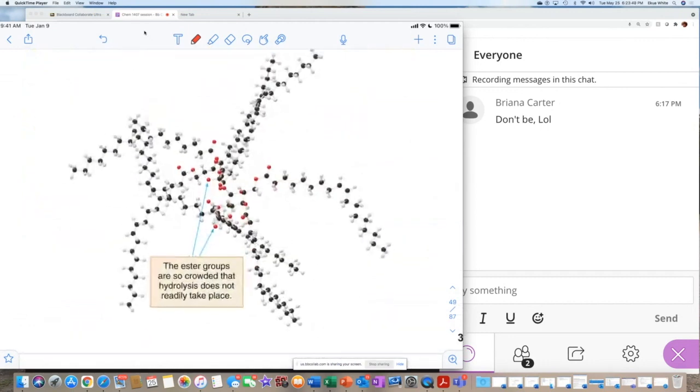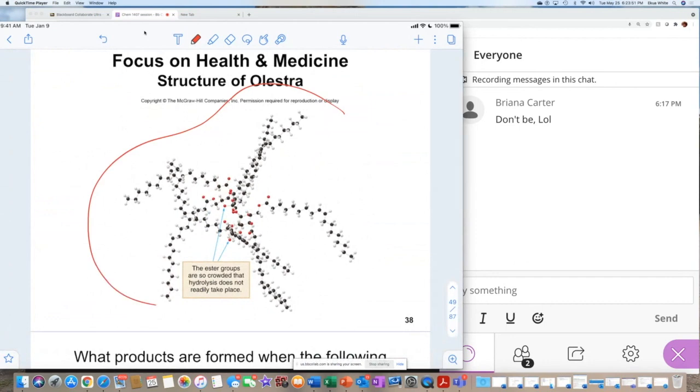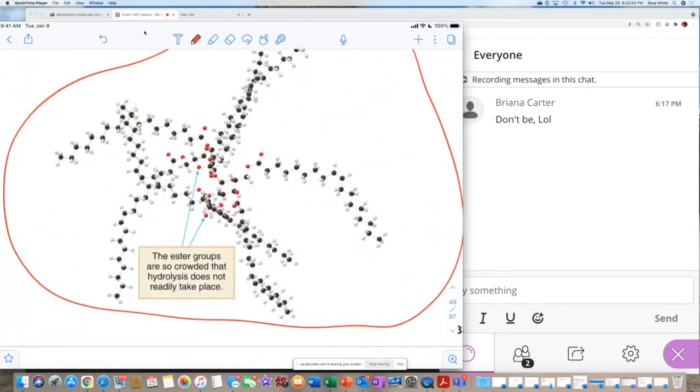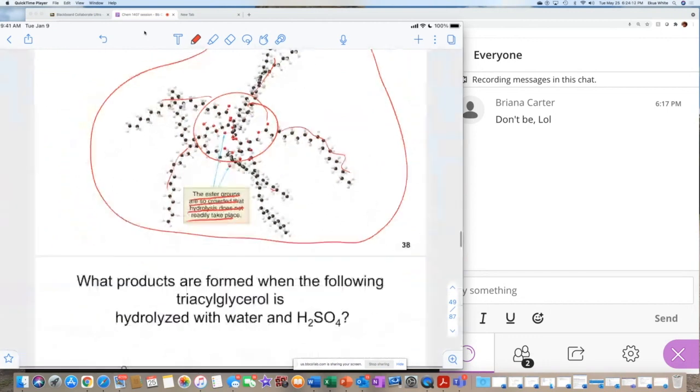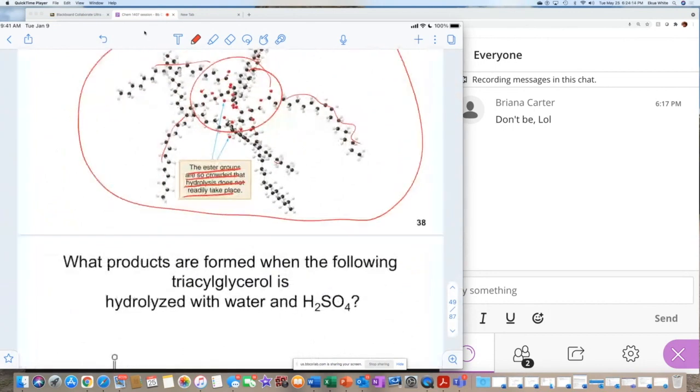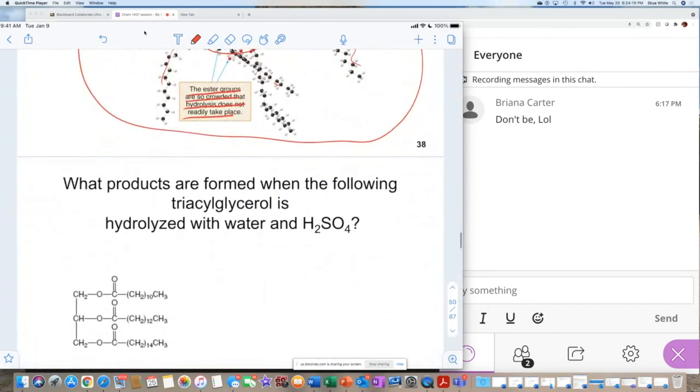Oh, here is the structure of olestra. Look at how complex it is. So when you eat this, the lipase can't get there. There's ester groups here throughout. The ester groups are so crowded, hydrolysis can't get there because these nonpolar ends are blocking it, so the lipase can't get to the middle, and so it doesn't get metabolized. Okay? So smart to create a molecule with a disguise so the body can't really get to the site to react with it. So it just goes through the body.